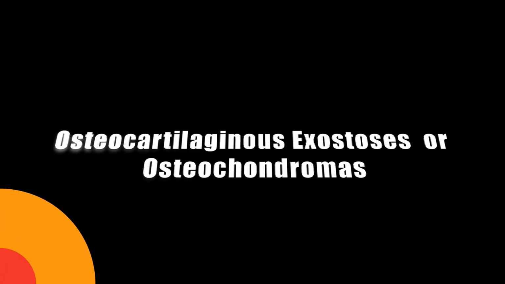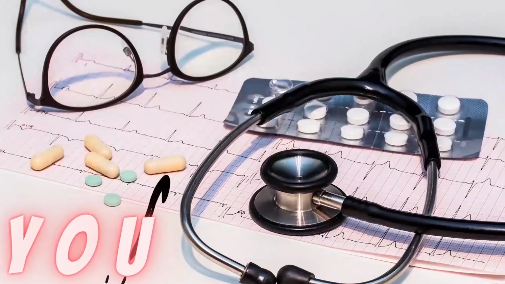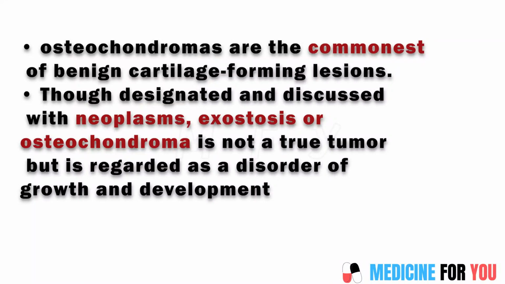Osteocartilaginous Exostoses or Osteochondromas. Osteochondromas are the commonest of benign cartilage-forming lesions, though designated and discussed with neoplasms. Exostosis or osteochondroma is not a true tumor, but is regarded as a disorder of growth and development.